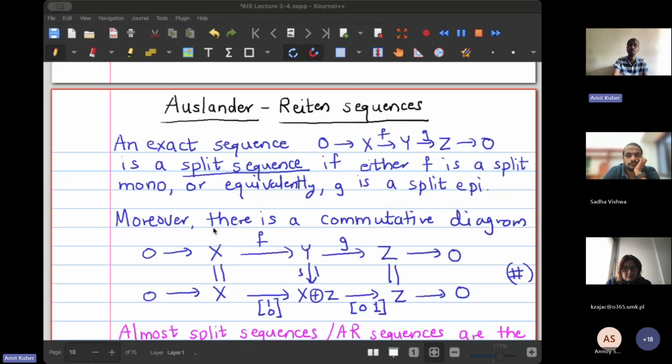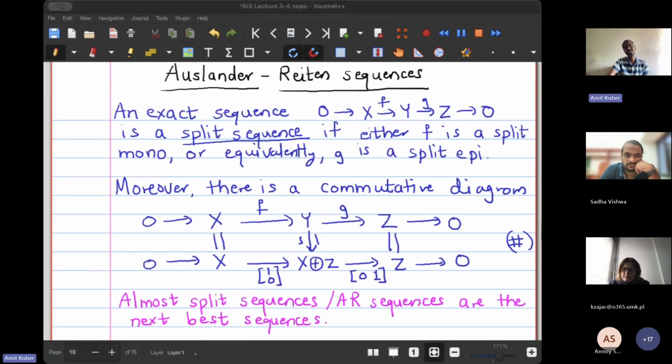And you should remember this particular type of diagram. In the first component I'm taking equality, in the second component I'm taking equality, and in between I'm taking an isomorphism. So these types of diagrams, which tell you equivalence between two short exact sequences, will be important tomorrow when we do extensions and the Ext^1 group. So these types of diagrams are important.